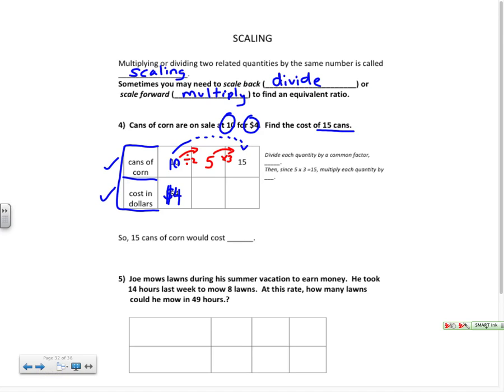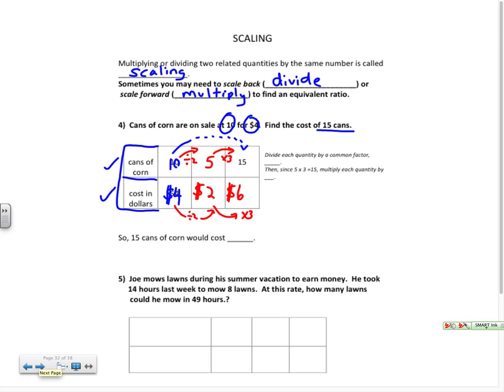Now I should be able to do the same with my 4. If I take 4 and divide by 2, I get $2. 4 divided by 2 is $2. Now with my $2, I do the same thing I did to the 5 above. I multiply it by 3, and that gives me $6.